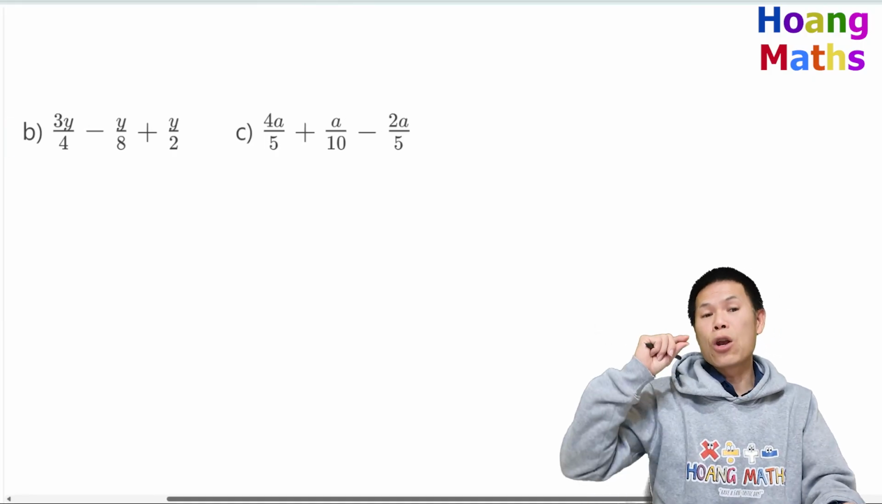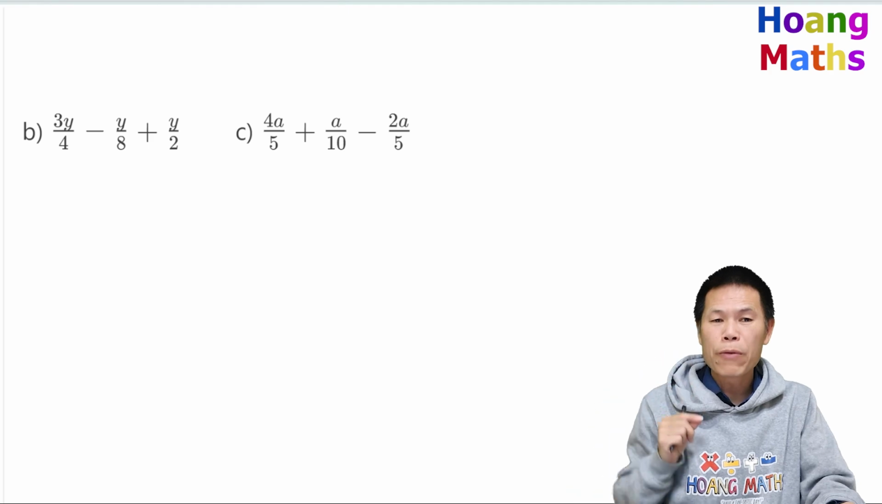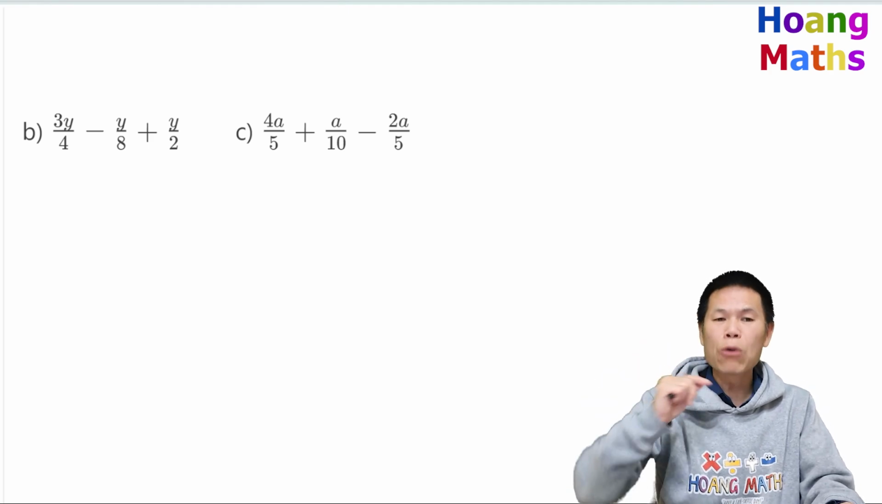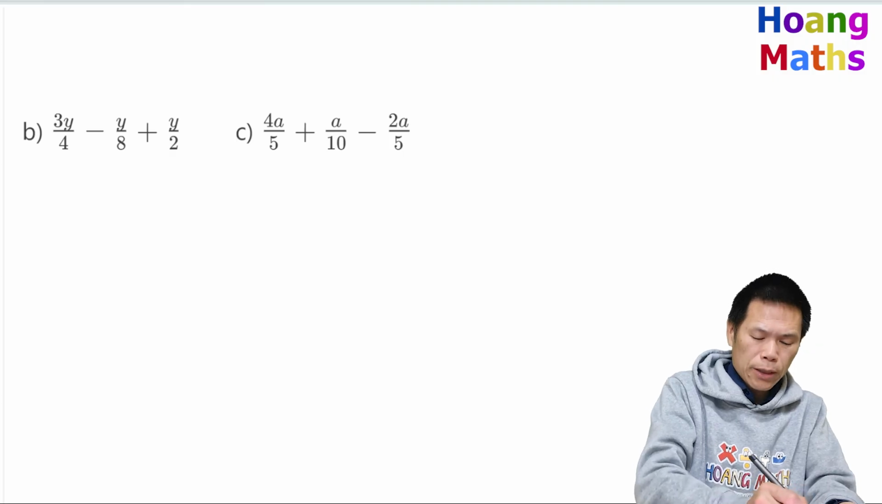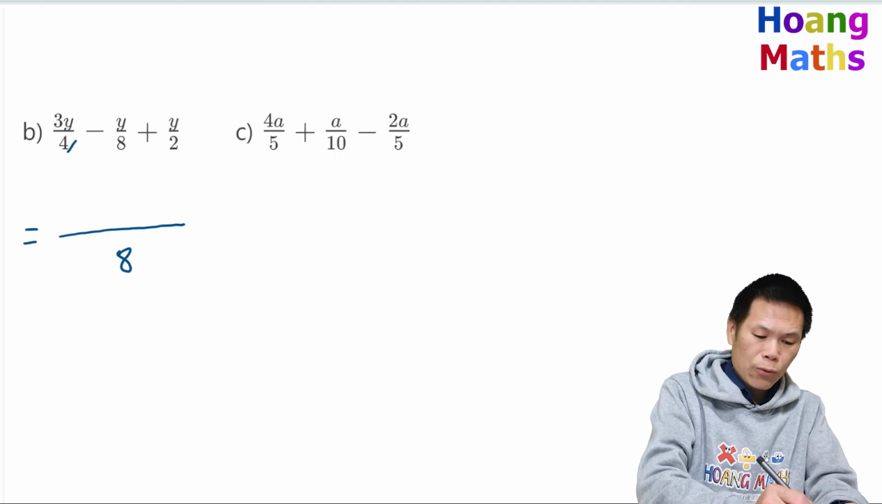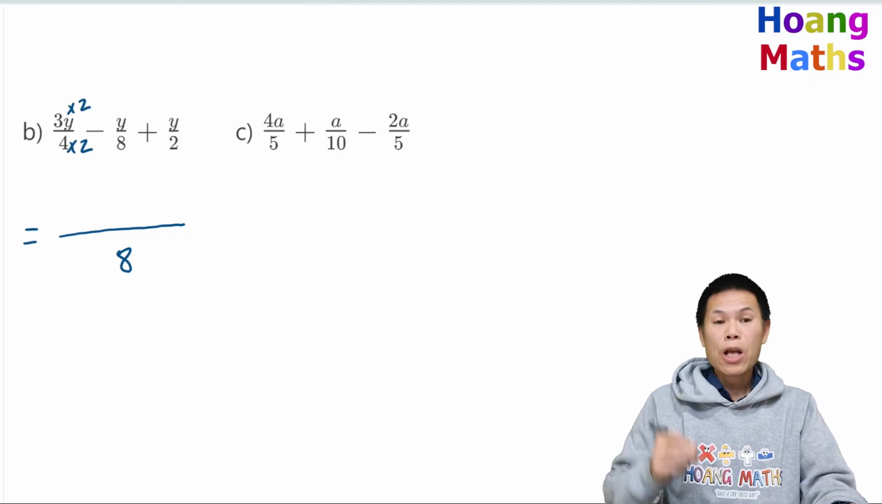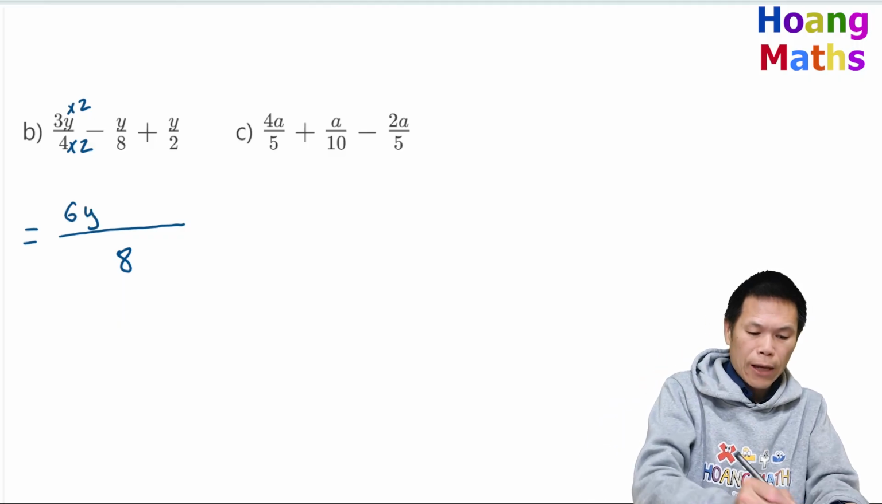So we know that the lowest common denominator is 8, because 8 is a multiple of 4 and also a multiple of 2. So 8 is the lowest common denominator. So let me write this down. That is 8. Now from 4 to 8, we times 2. So therefore, the top, we times 2 as well. 3 times 2 is 6. So the answer is 6y.